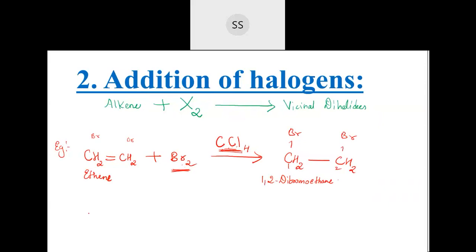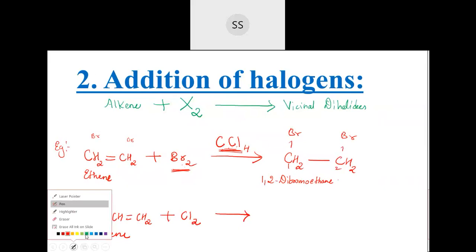We'll take another example also. I will give you this; you tell me what will be the product name. CH3-CH=CH2. We'll take chlorine now. Tell me what will be the product. It's propene on addition with chlorine. You could tell me the name of the compound. Yes, very good, correct. Others can also answer.